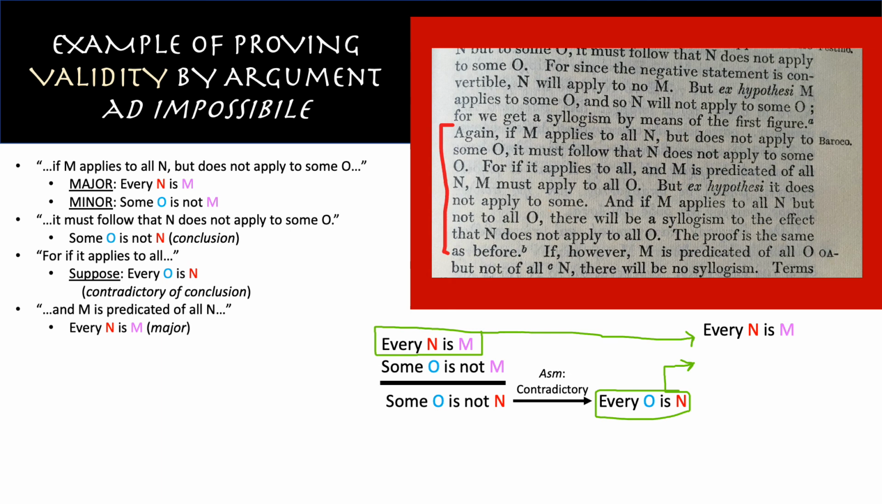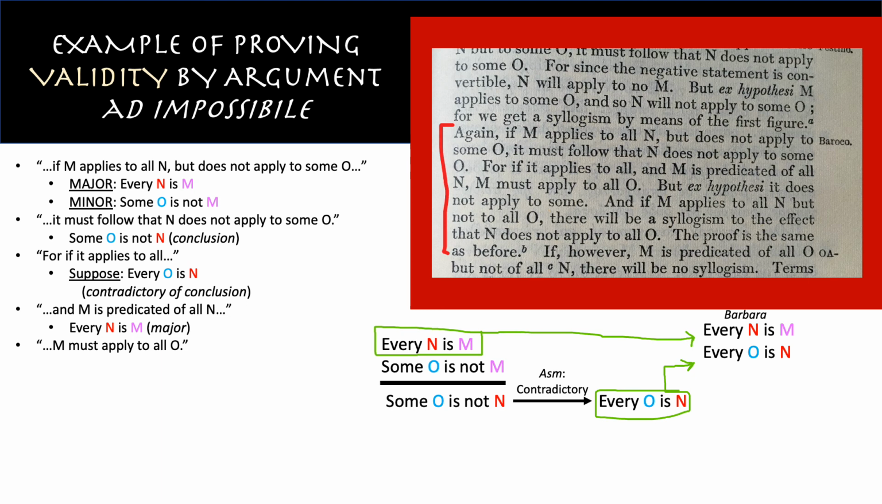The next step for Aristotle will be to move up the assumption of the contradictory opposite of the conclusion he wants to draw, and to treat that contradictory opposite as if it were a premise in a new syllogism. When we do so, we form the syllogism Barbara. That is one of our 4 perfect syllogisms from the first figure. This syllogism would read, every N is M. That's the major premise from the two premises we're evaluating. The next premise would be, every O is N. That is the contradictory opposite of the conclusion we're trying to draw from the two premises we're evaluating.